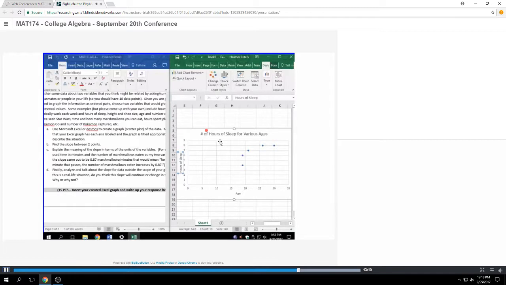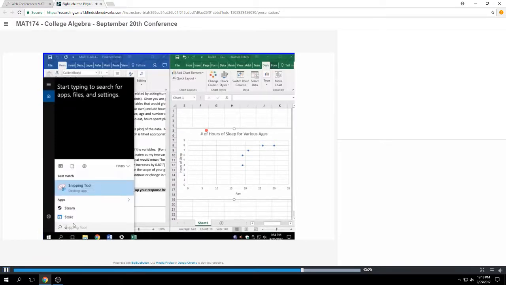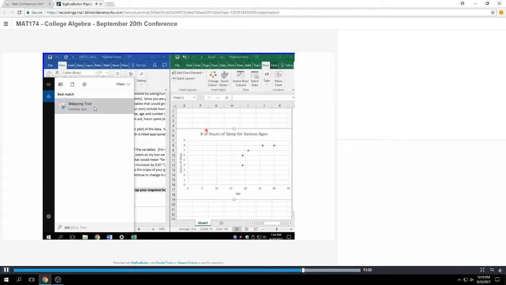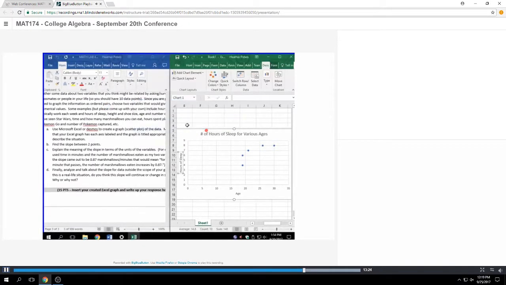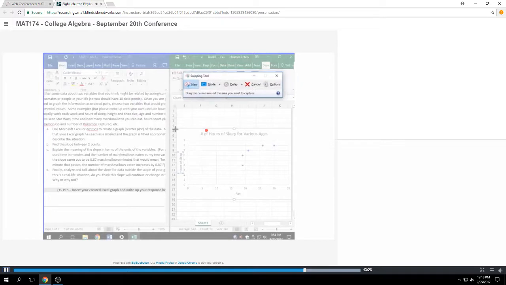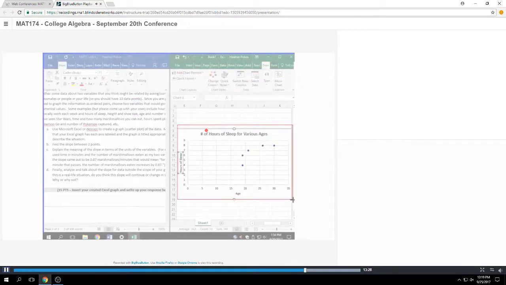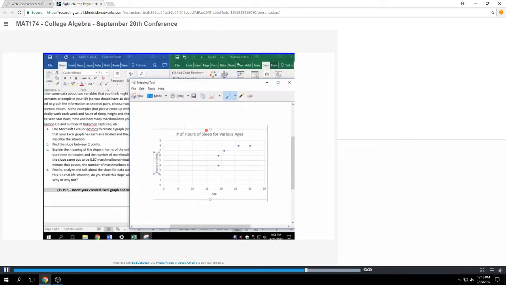You can cut and paste this in here. You can use the snipping tool. I usually, if you have a computer like mine, I go to the search and start typing in snipping tool, and it brings it up. So then I can create a new snip, and I can just cut and paste that. So Control C, Control V, and it will paste it into my document.